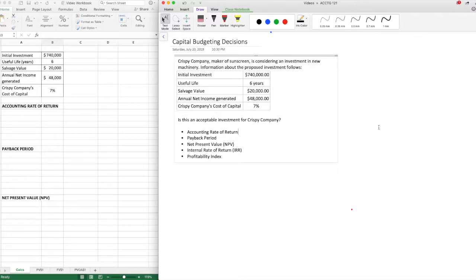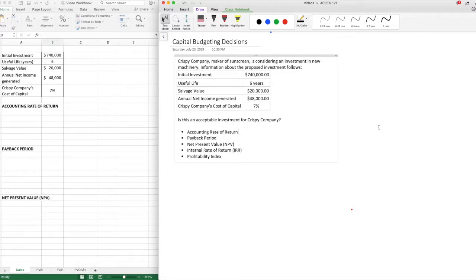So the initial investment, they're going to have to spend $740,000. The machine's going to be useful to them for 6 years. The salvage value of the machine when they're finished, they believe, will be $20,000. And they expect this machine to help them generate annual net income of $48,000. Okay, and their cost of capital is 7%. So we'll get into why we need that and what that is in a minute.